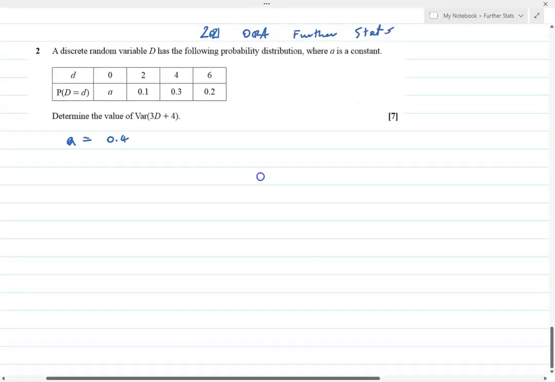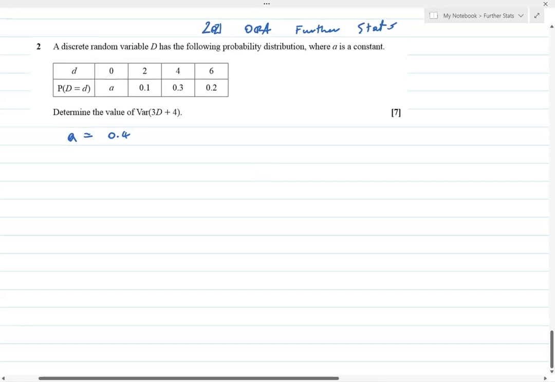So then what I'm going to do is work out the expectation of D. And for that, we just times these two numbers together. So it's that times that, plus that times that, plus that times that. So that gives us 0 times 0.4 plus 2 times 0.1 plus 4 times 0.3 plus 6 times 0.2, and that all comes to 2.6.